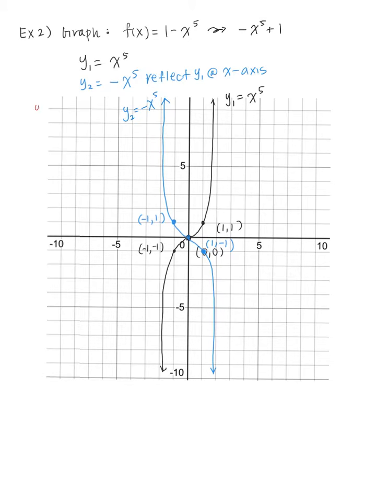So let me just write the final graph as y3. So this is going to be 1 minus x to the fifth, or same thing as negative x to the fifth plus 1. So what I'm going to do is take all of the key points and then shift 1 unit above. So if I do that, let's take a look at this point right here, -1, 1. So I need to shift 1 unit upward, so I need to make a dot here. Now this point here is -1, 2. Let me just write it over here, -1, 2.